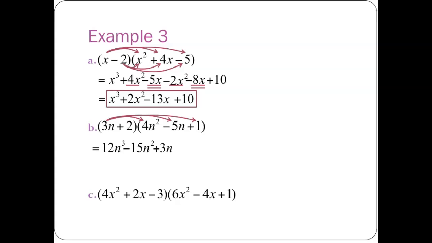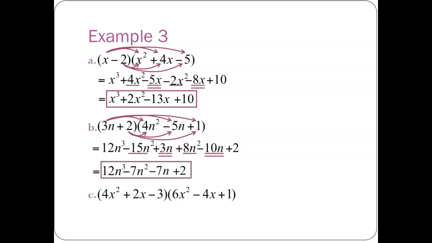Now we'll distribute the 2. That's going to be 2 times 4n squared, that's positive 8n squared. 2 times negative 5n, that's negative 10n. And then 2 times 1, that's positive 2. All right, find the like terms. So then minus 15n squared and the 8n squared, and then the 3n and the minus 10n. All right, so that leaves us with 12n cubed minus 7n squared minus 7n plus 2.